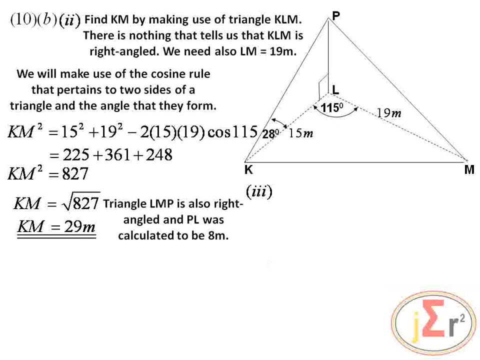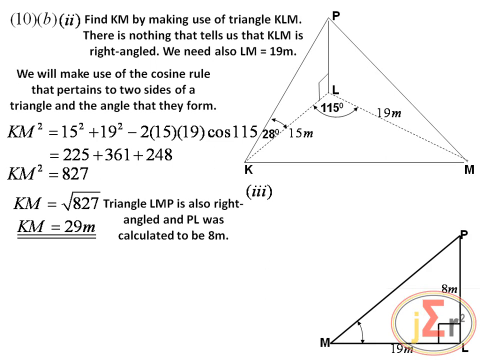Triangle LMP is also right angled, and PL was calculated to be 8 meters. So there we have triangle LMP, which is this one, LMP. We know that it is right angled because this line, as we stated before, is also on a horizontal plane, and this is a vertical pole. Horizontal meets vertical at 90 degrees, so this triangle is also right angled, and we need to determine the angle of elevation of P from M.